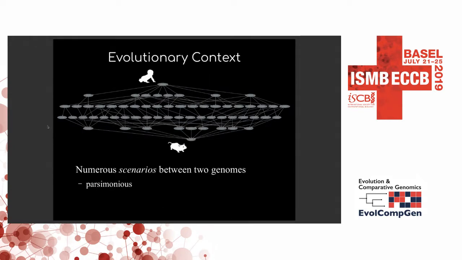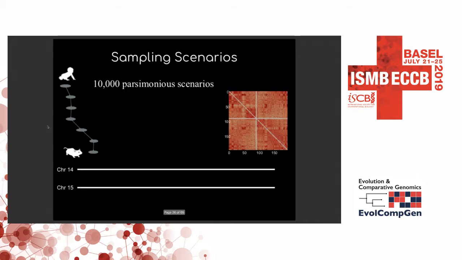So this is human and mouse. This is a cartoon of their genome. Each one of these is a genome, and each edge between two vertices is a rearrangement. So a path through this graph is a scenario. This is a parsimonious scenario. There are non-parsimonious scenarios, and our question is, perhaps there are only those scenarios that are of interest, which are those that have their breakpoints close in 3D space.